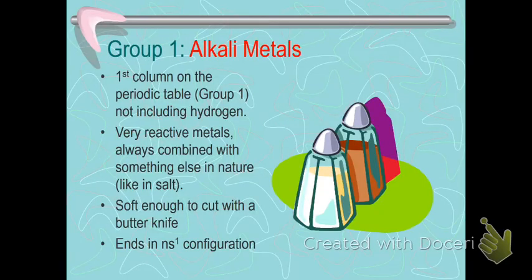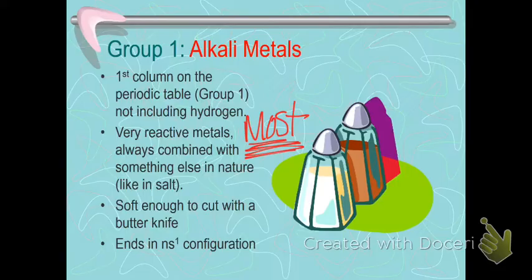So the first group that we're going to talk about is the alkali metals. It's the first column, lithium all the way down through francium. Remember, it does not include hydrogen. They are very reactive metals, and by very reactive, we're going to say they are the most reactive of the metals, and they are always combined with something else in nature. They are never found free in nature by themselves.